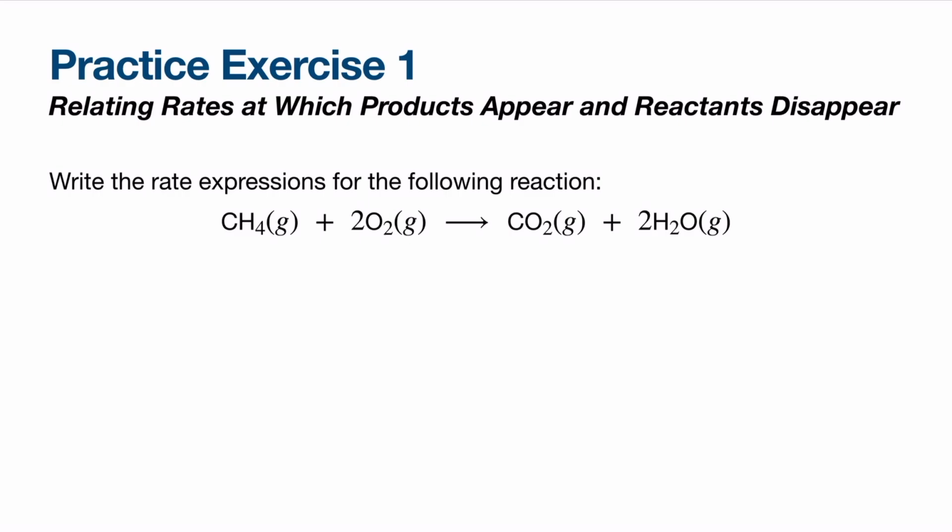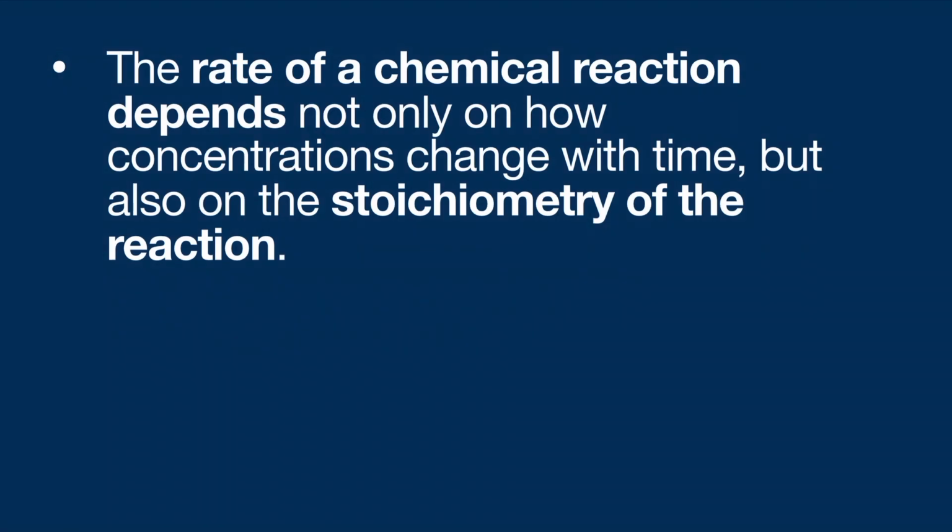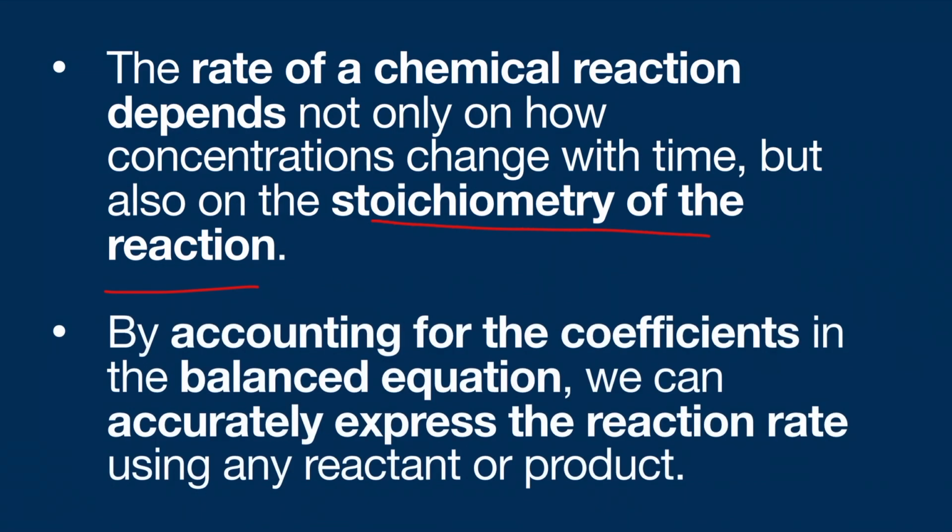Write the rate expressions for the following reaction. To summarize, the rate of chemical reaction depends not only on how concentrations change with time, but also on the stoichiometry of the reaction. By accounting for the coefficients in the balanced chemical equation, we can accurately express the reaction rate using any reactant or product.